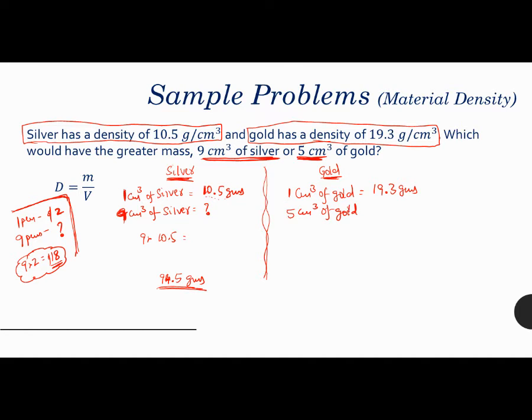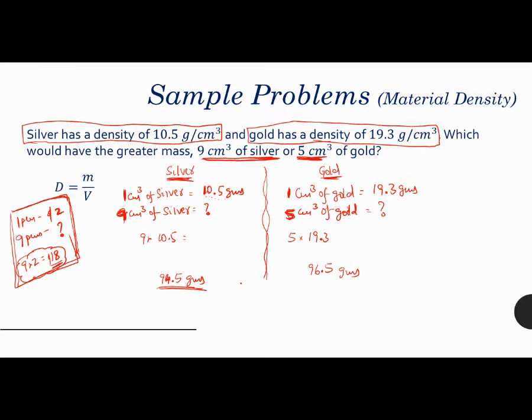I hope you remember my previous example: 1 pen is costing $2, what is the cost of 9 pens? You know what the answer is. In the same way, 1 cubic centimeter is 19.3, and 5 cubic centimeters means what is the value? Obviously we'll be multiplying 5 times 19.3. Let me compute. 96.5 grams. If you want to make use of a calculator, you can check it.